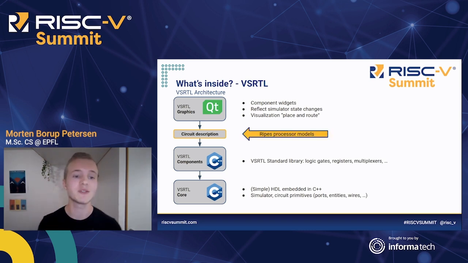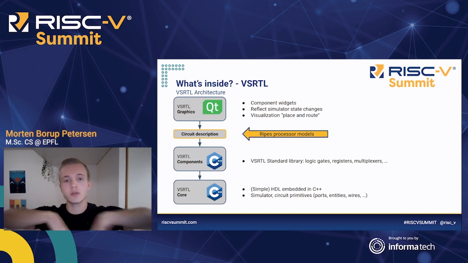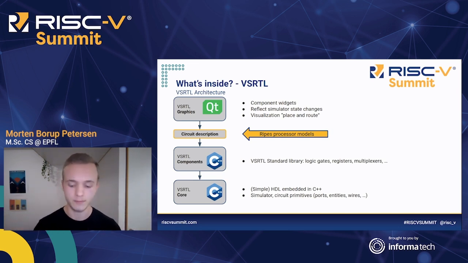And so where do we then place our circuits and the descriptions of our circuits? Well, that's in between VSRTL components and VSRTL graphics. So when we write our RIPES processor models, we don't actually have anything to do with the graphics. We just describe the underlying hardware, and then we hand that off to VSRTL graphics, and then this can index the circuit and generate a visualization of it, and also interact with the simulator.